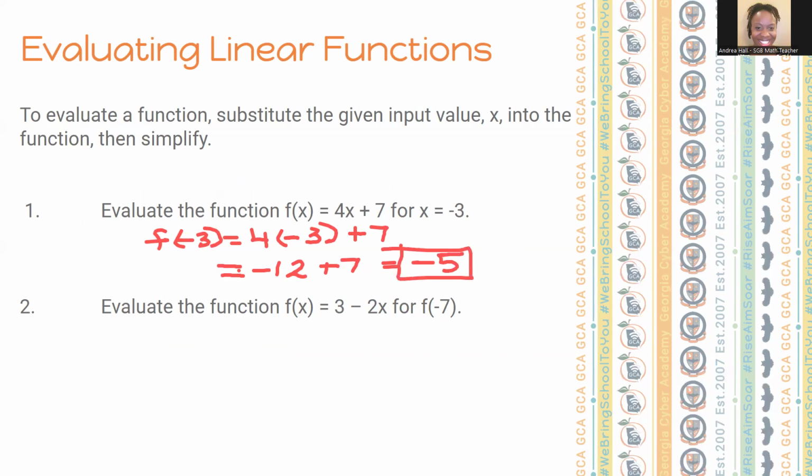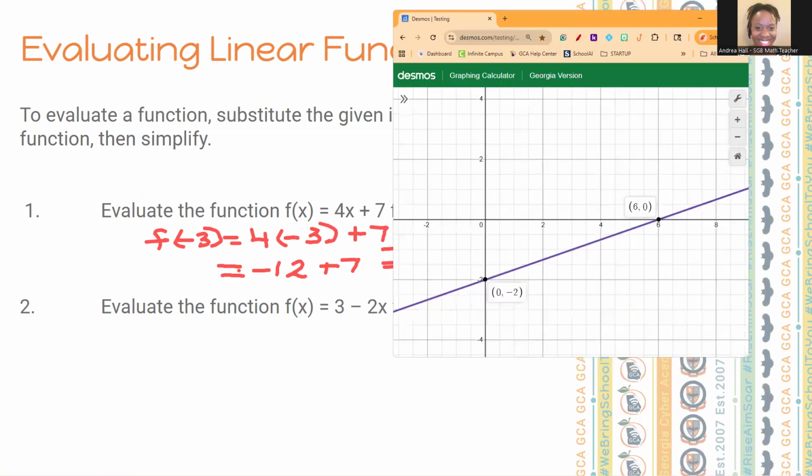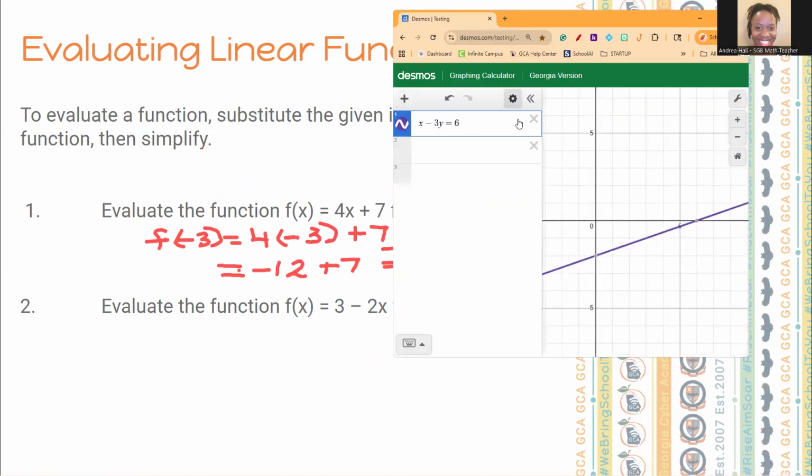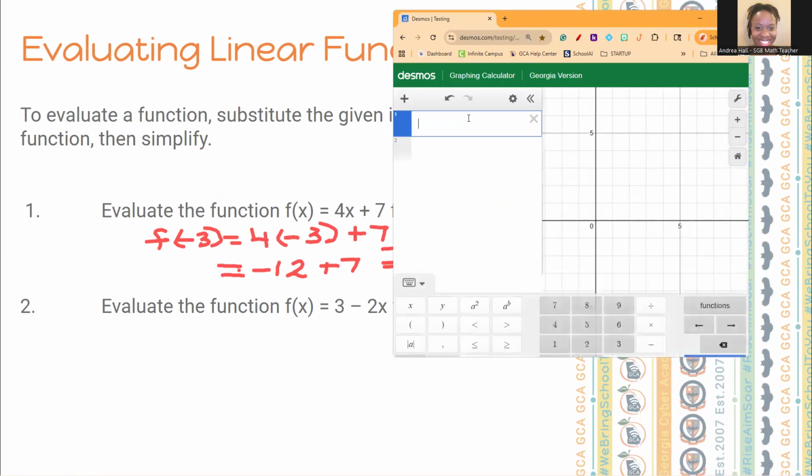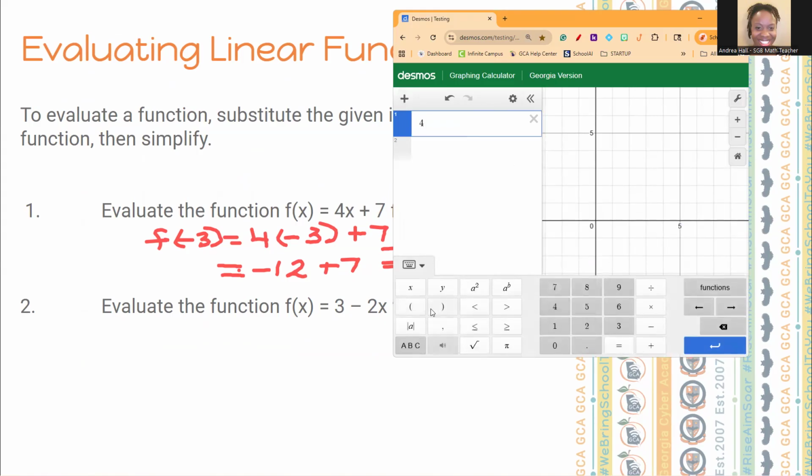If you have a graphing calculator, you can also do it on your calculator. So 4 times -3, close parentheses, plus 7. And there's your answer right here, -5.